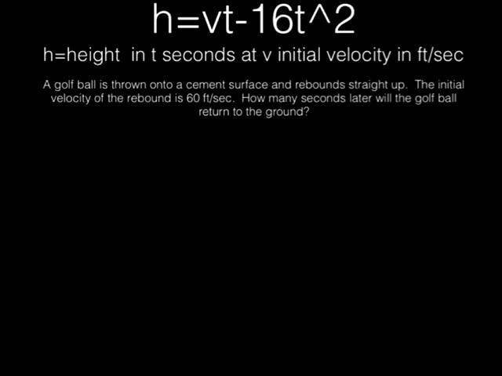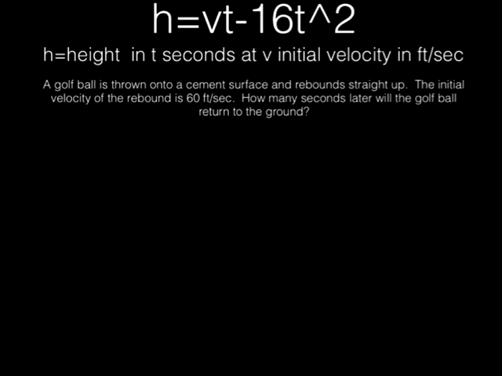Okay, for this problem, the equation h equals v times t minus 16t squared, where h is the height in feet that an object will attain in t seconds, and v is the initial velocity of the object in feet per second. So for this problem, we're going to use that formula to find out if a golf ball is thrown into a cement surface and rebounds straight up, the initial velocity of the rebound is 60 feet per second. How many seconds later will the golf ball return to the ground?